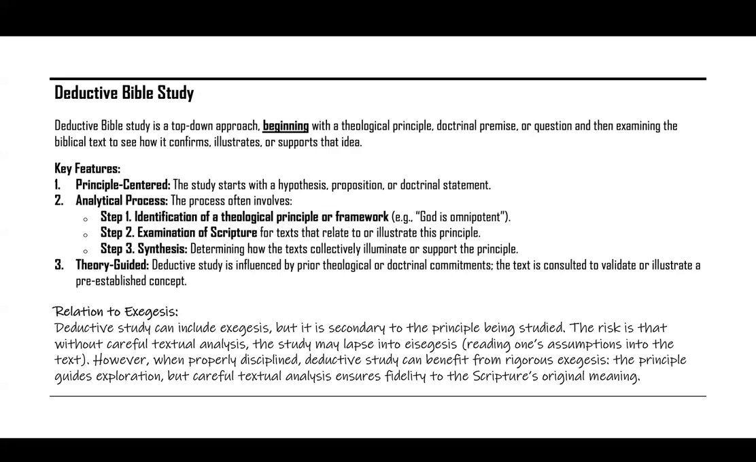The risk is that without careful textual analysis, the study may lapse into eisegesis, not exegesis, eisegesis, reading one's assumption into the text. However, when properly disciplined, deductive study can benefit from rigorous exegesis. The principle guides exploration, but careful textual analysis ensures fidelity to the scripture's original meaning.